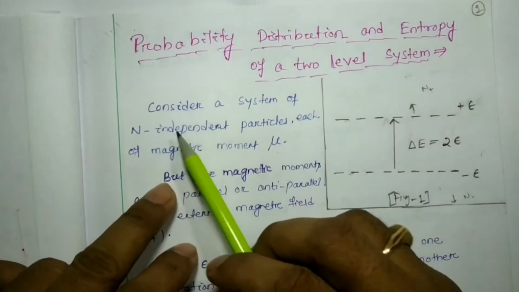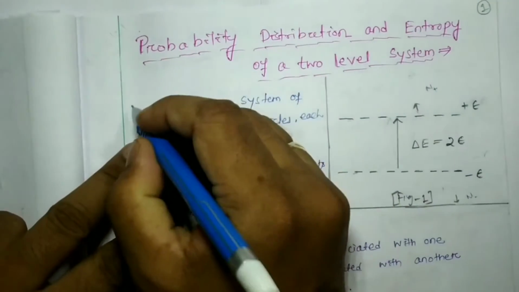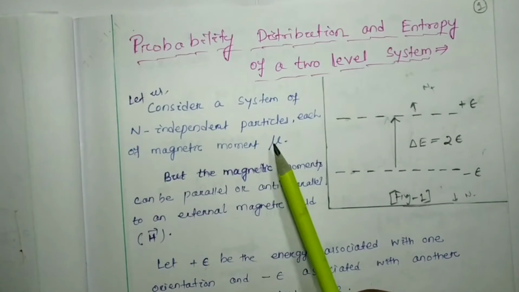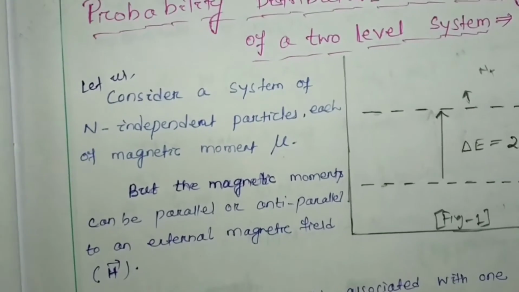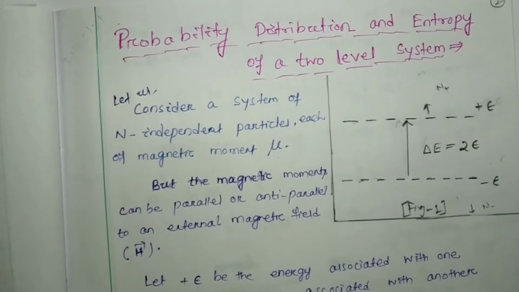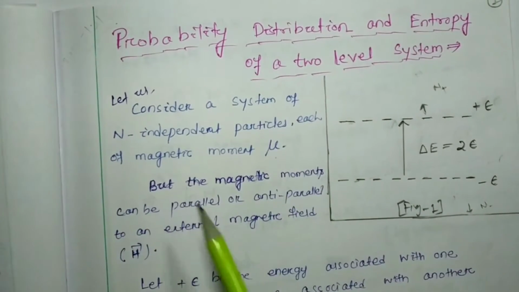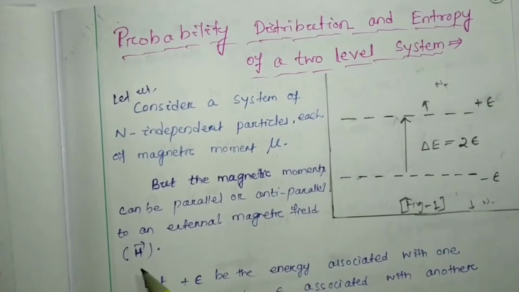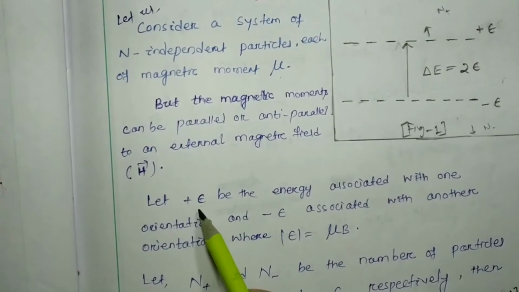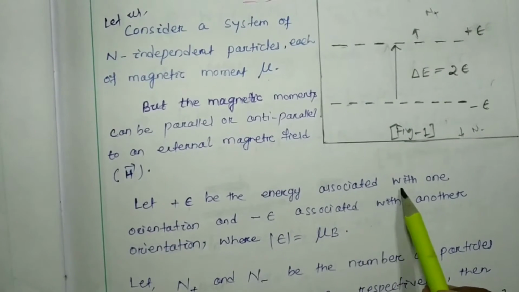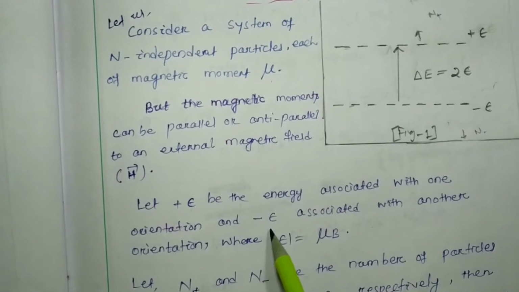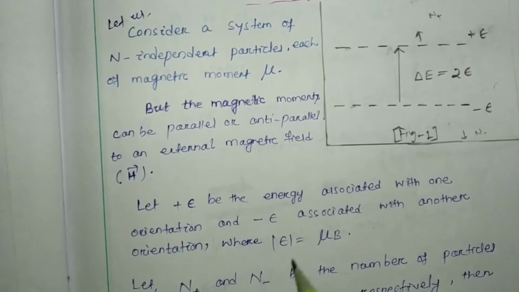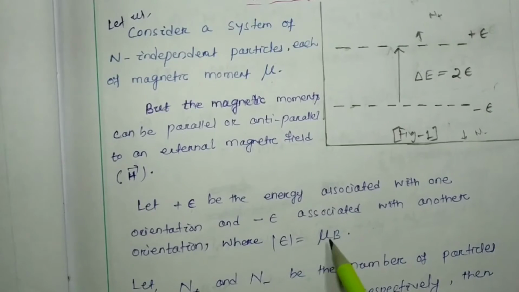Let us consider a system of N independent particles, each of magnetic moment mu, but magnetic moments can be parallel or antiparallel to any external magnetic field H. Let plus epsilon be the energy associated with one orientation and minus epsilon the energy associated with the other orientation, where epsilon equals mu B.